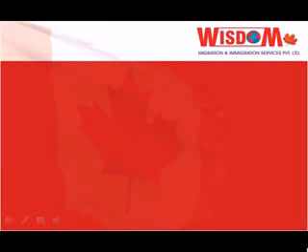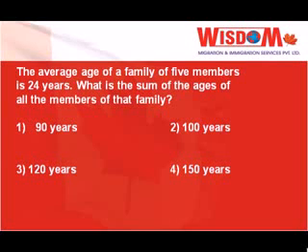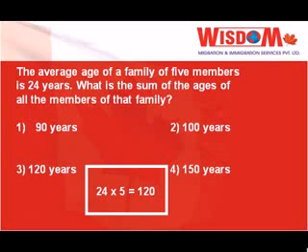Now let us see another simple example. In this example, there are 5 members and the average age of each member is 24 years. Since the average age is 24 years and the total number of members is 5, using the expression that the sum of items is the product of the number of items and the average, the sum of ages of all the family members would be 24 times 5, which is 120. Now, this was again a simple example.